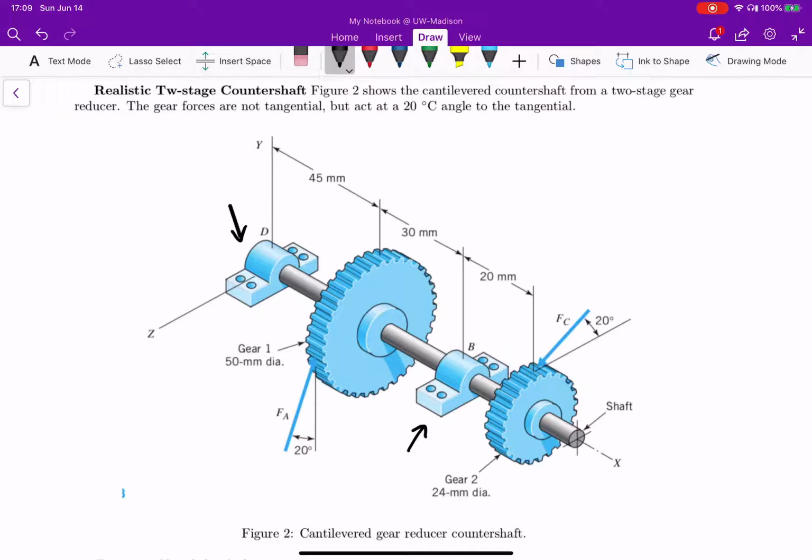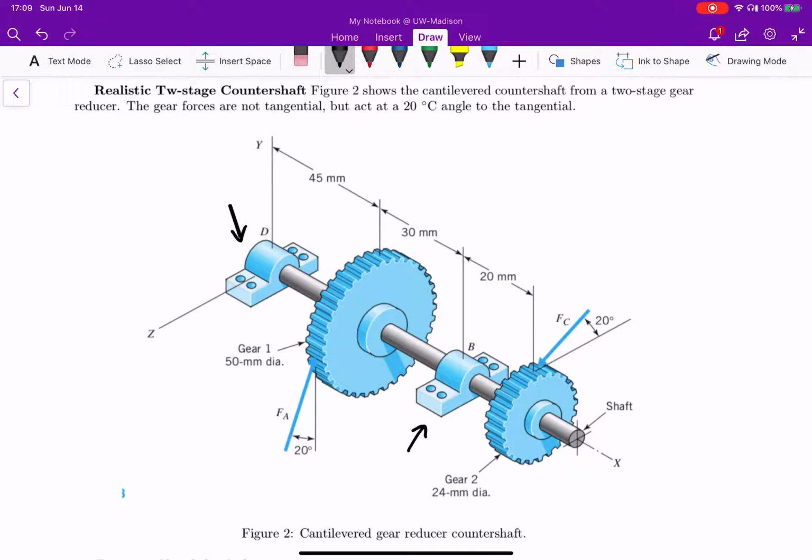And the other two components are gears, and both of those gears have a force acting on them, or rather, both these gears are being driven by some external force. And now, since these forces are being applied at a certain angle, you have to resolve this in their respective axes, and you'll end up solving the forces in two different planes.